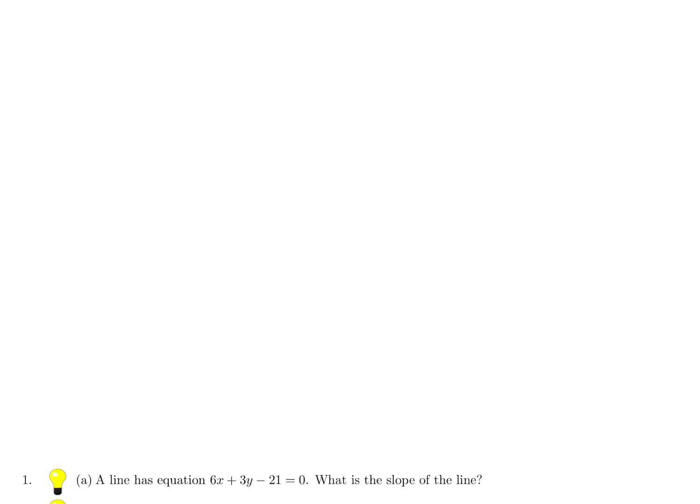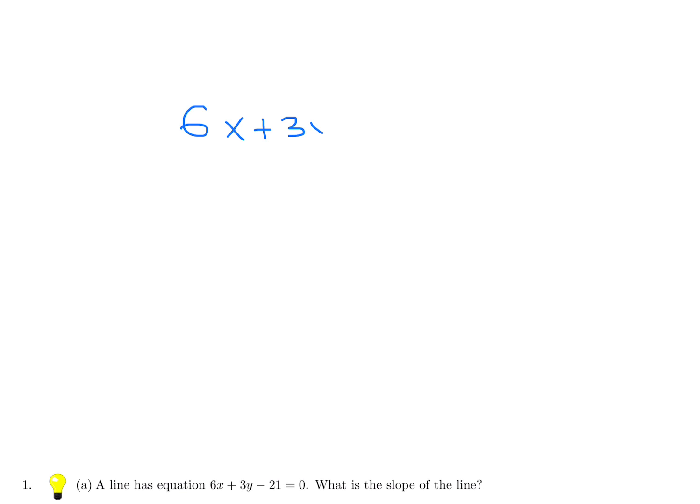So all we really have to do is rearrange this equation from 6x plus 3y minus 21 equals 0 in the form where we have isolated for y. And if we can get it in this form, y equals mx plus b, then the slope is represented by that number, the coefficient of x.